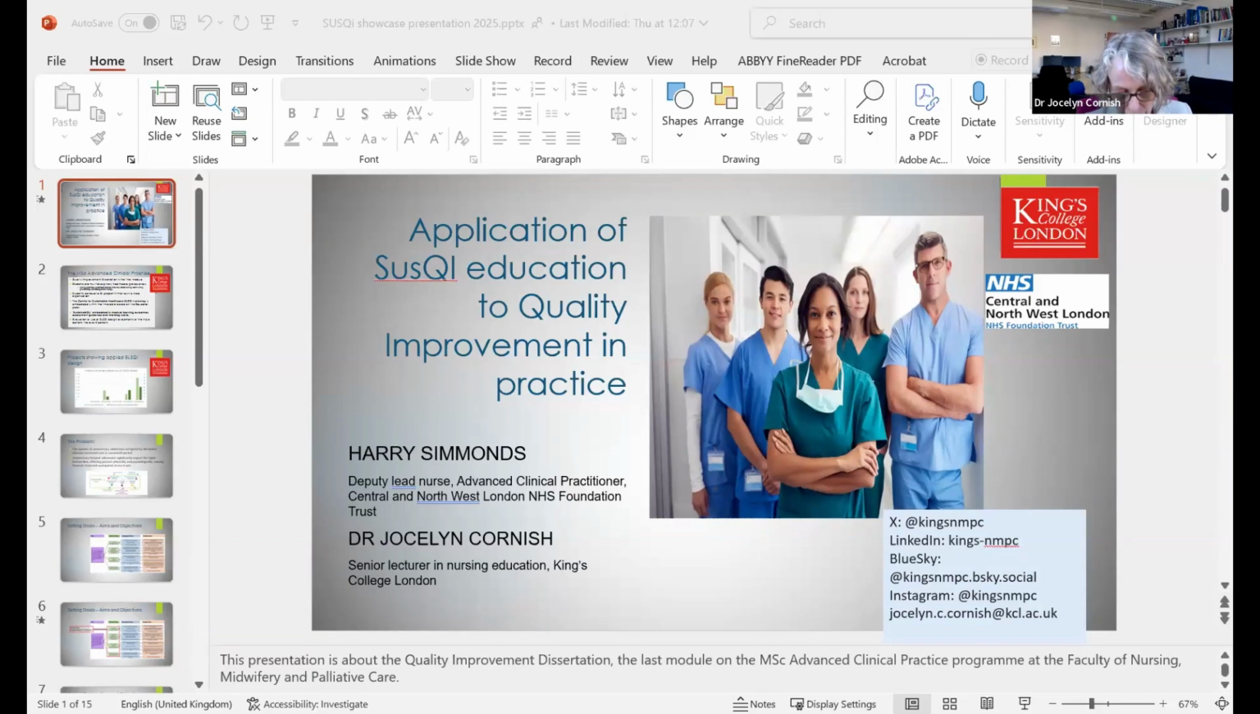My co-presenter is Harry Simmonds. He's a former student of the module, and he's going to outline the project that he did and will introduce his role later on.